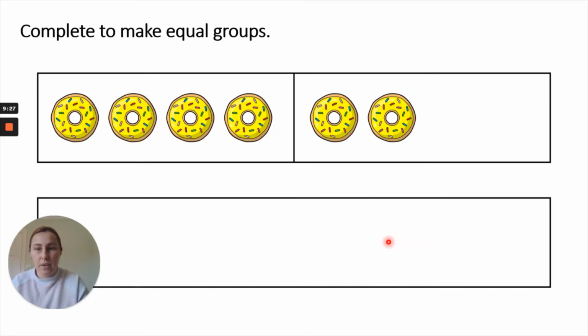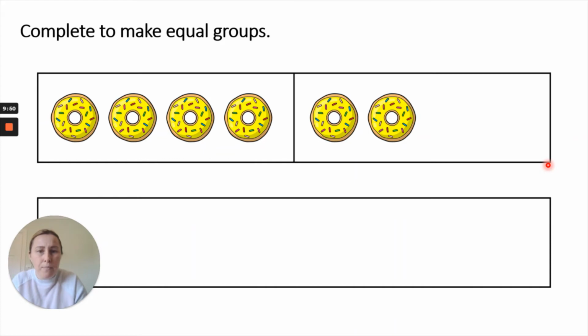Right, we're going to make some equal groups ourselves. We're going to finish off this diagram. And this is our first group and we have 4. But at the minute, my group is unequal because I only have 2 in my second box. How am I going to make that equal?